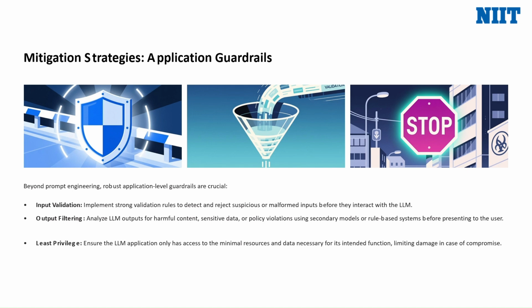Then there is output filtering, which is to analyze LLM output for harmful content, sensitive data, or policy violation using secondary models. Let's say there's something that somehow managed to bypass your input validation, but since there is an output filtering or an output guard, it will check the output that got generated by the LLM, and it will see if it's harmful or anything malicious is there or not.